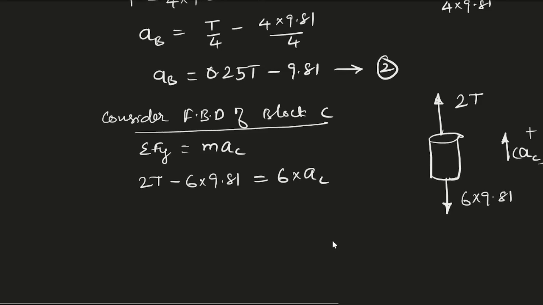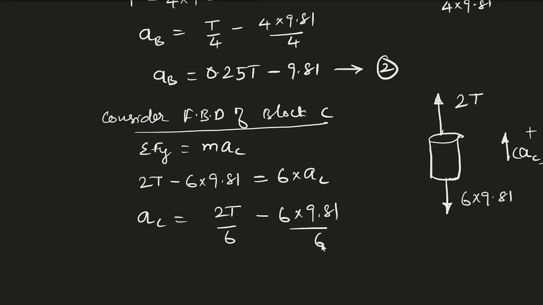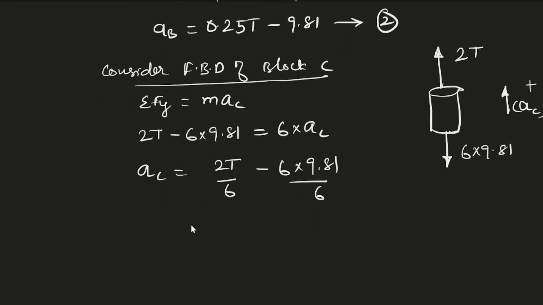I need the equation in terms of a_C. So a_C will be equal to 2T divided by 6 minus 6 into 9.81 divided by 6. This gives me 1/3, that is 0.33T minus 9.81. This is a_C, the third equation.